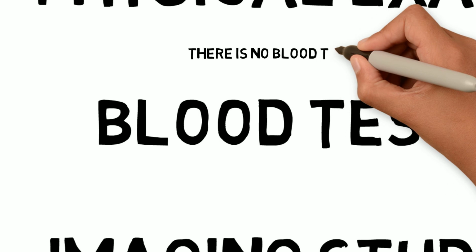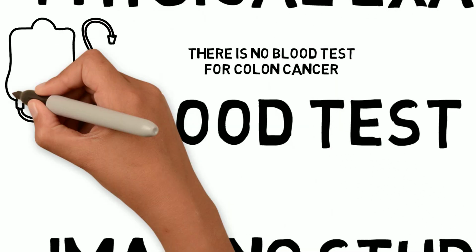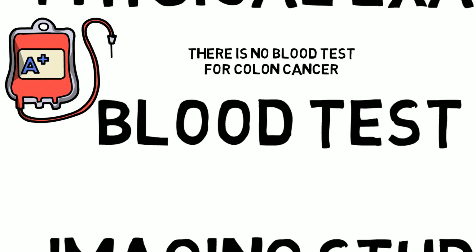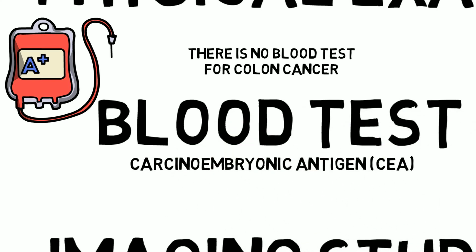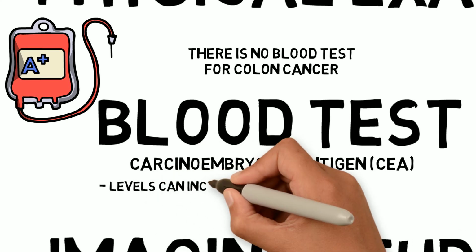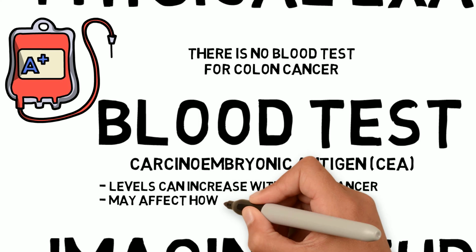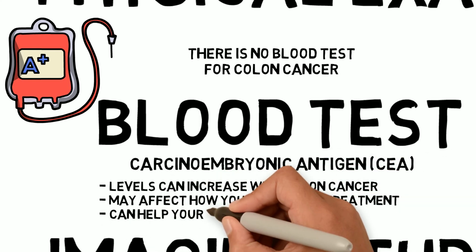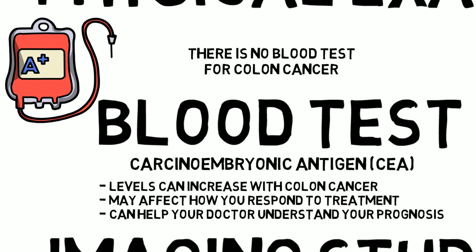The blood test. There's no blood test that can determine if you have colon cancer or not. The doctor does labs to get an overall view of your health. They may also test your blood for a chemical sometimes produced by colon cancer called carcinoembryonic antigen, or CEA. CEA levels can increase when colon cancer is present. Presence of CEA at diagnosis may affect how well you respond to treatment. The CEA in your blood can also help your doctor understand your prognosis and whether your cancer is responding to treatment.